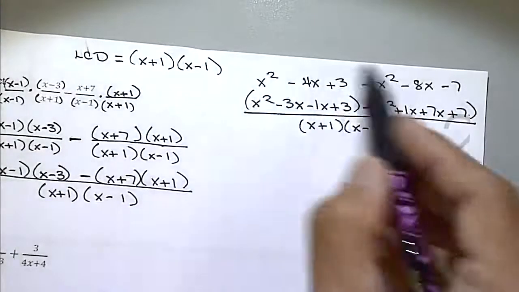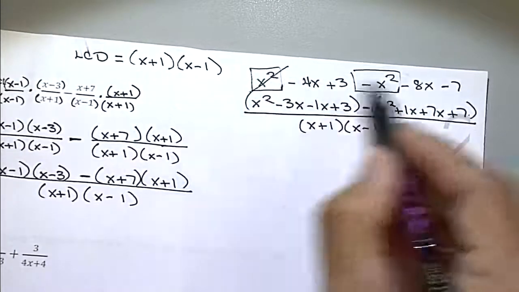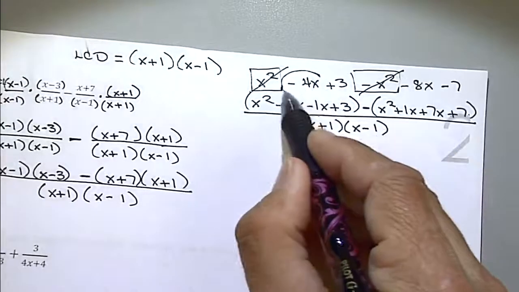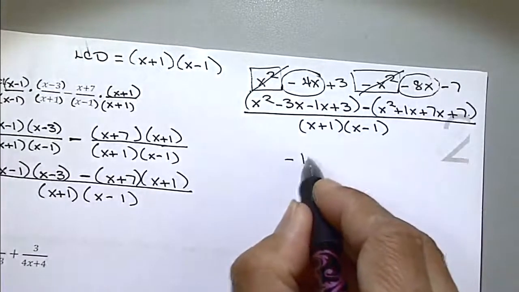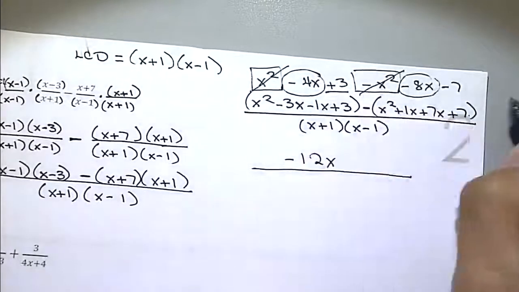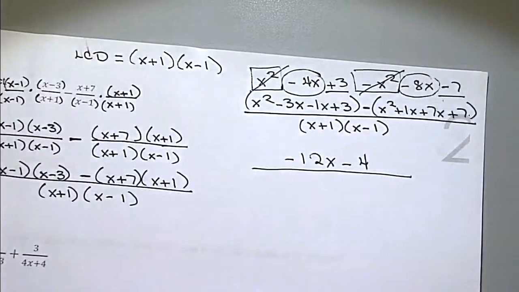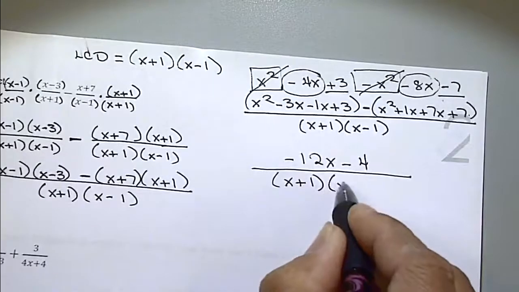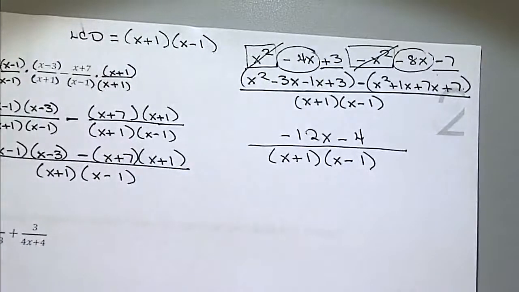All right, x squared minus x squared. Do it like this so you can see what happens. X squared minus x squared is 0. Well, now I have a negative 4x and a negative 8x. Well, that's going to give me a negative 12x. This is my numerator. And then I have a 3 minus 7. That'll give me a negative 4, right? What is that over? Haven't changed the denominator, have I? But it's getting to where it looks a little simpler for me.